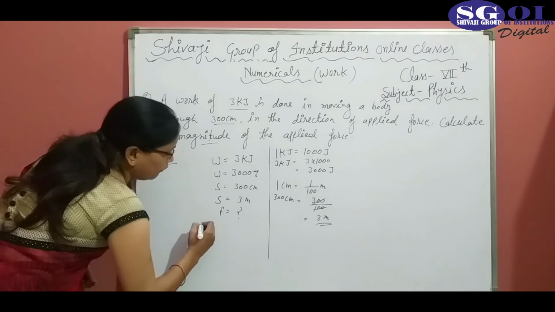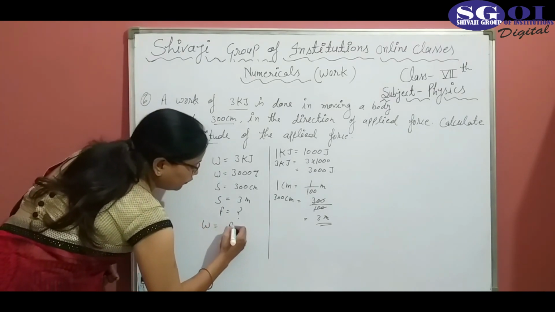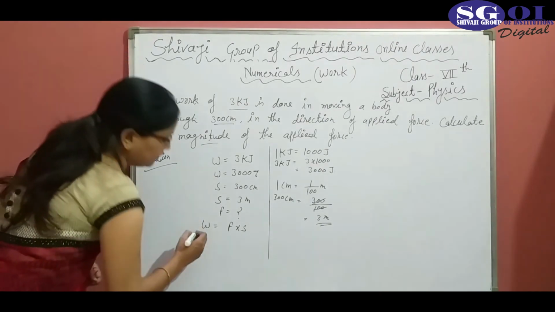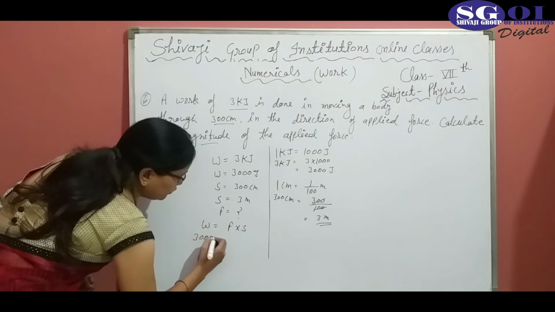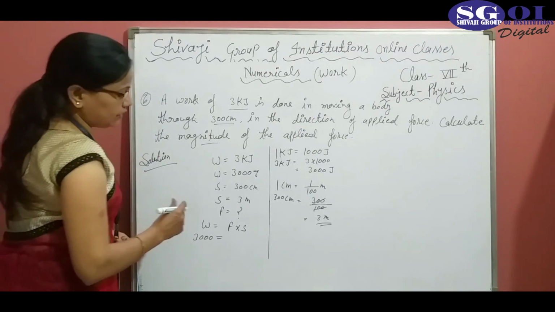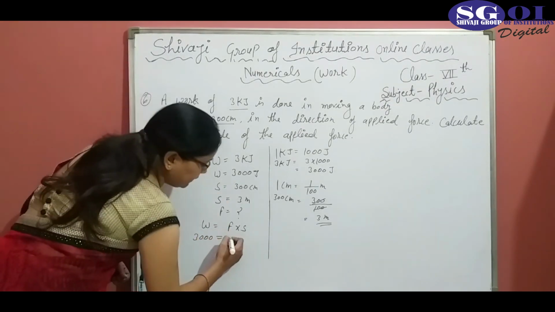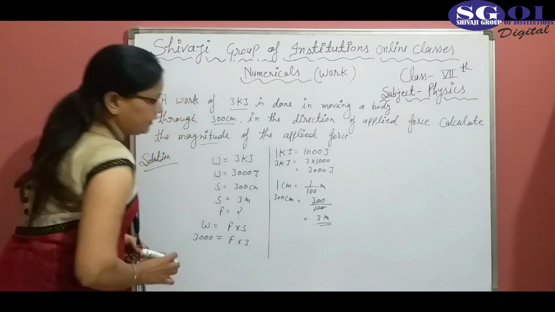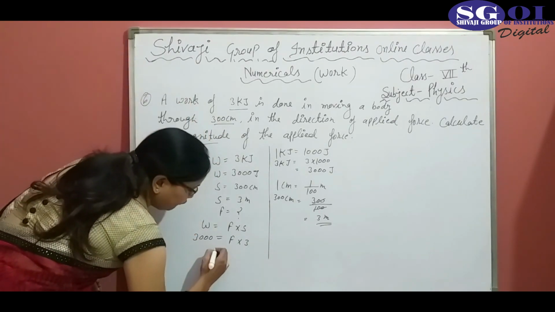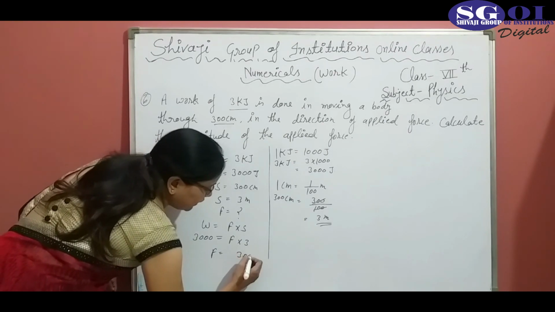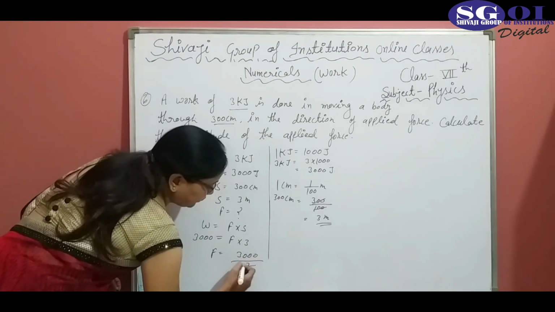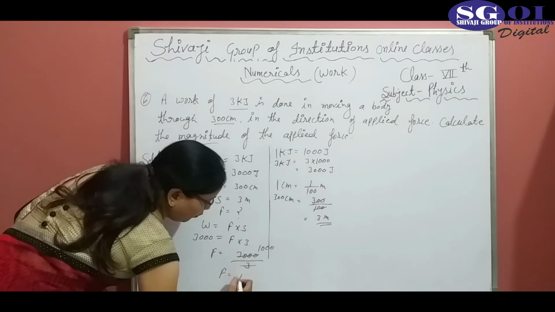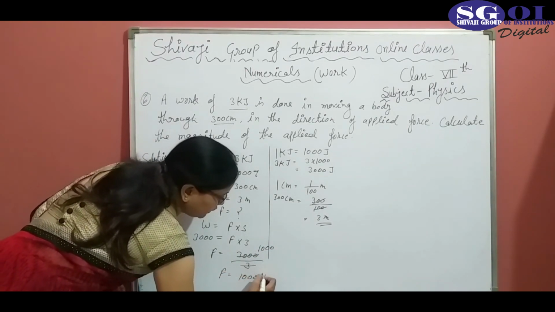And the formula of work done equal to force into displacement. Here work done is 3000 joule. And force we have to find, displacement is 3 meter. So force is 3000 divided by 3. After dividing, we get 1000 Newton.